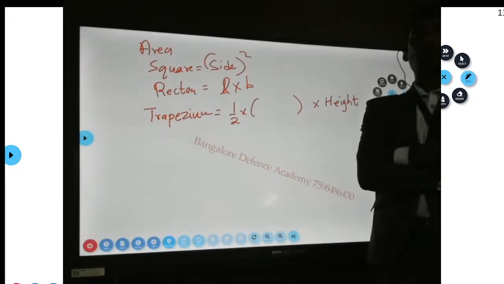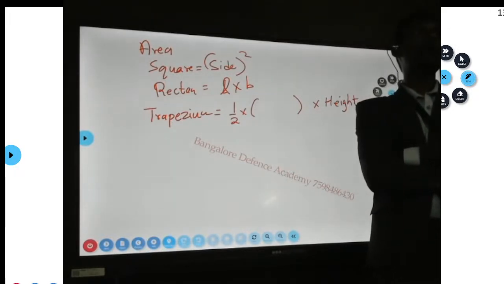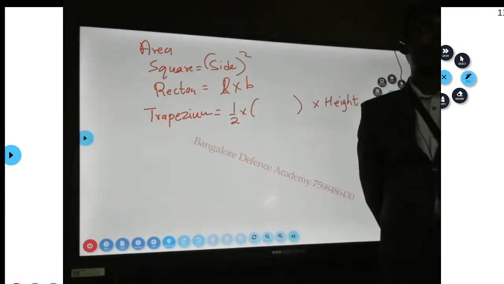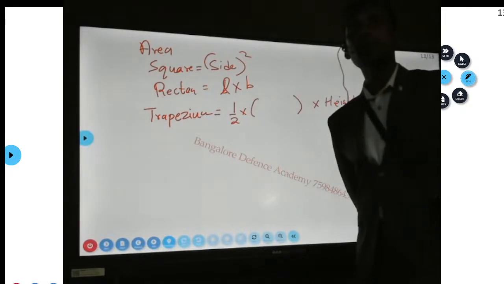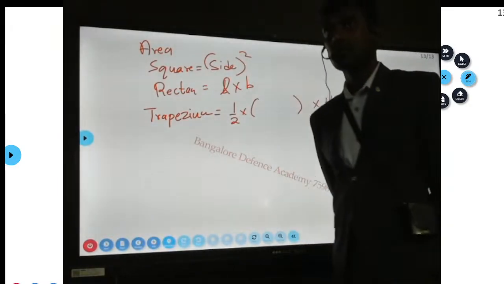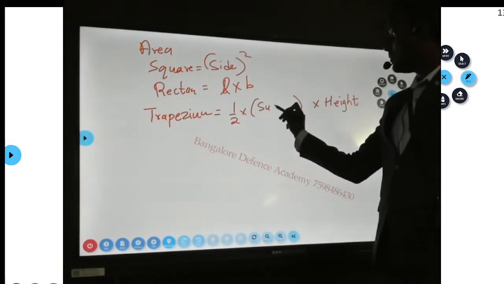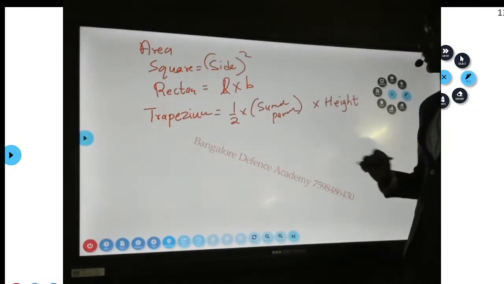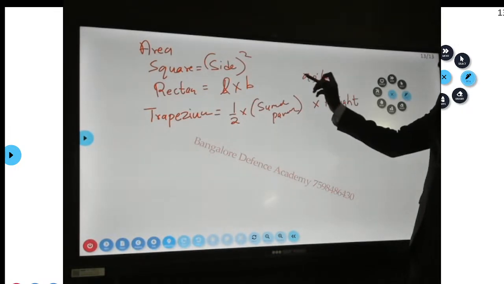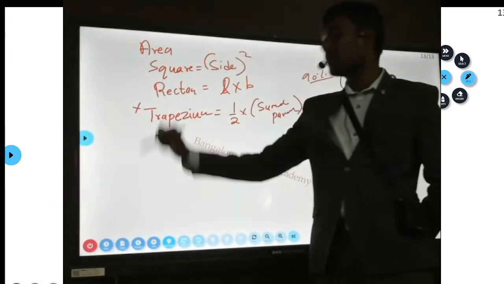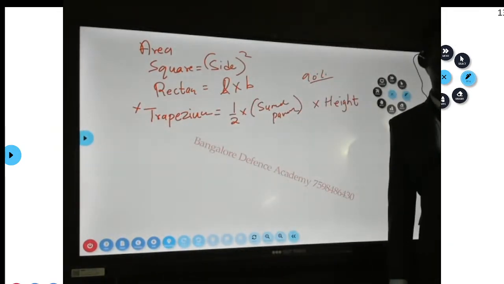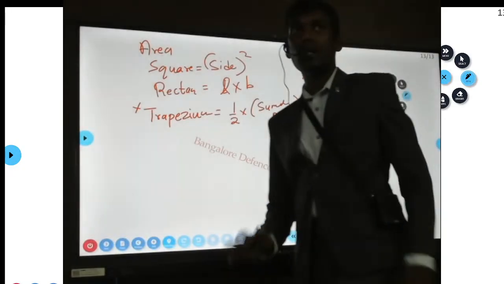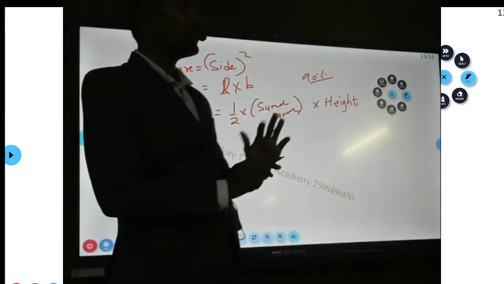And then, who will tell it? Yes, Shishir, can you tell me, what is the formula for area of trapezium? Half into sum of parallel sides into height. So what is happening right now? 90% of the students are not able to tell the trapezium formula. What does it mean? You don't know the formula. That's why maths is difficult, and it's difficult to pass this exam. That's it. You don't know how the trapezium looks like.